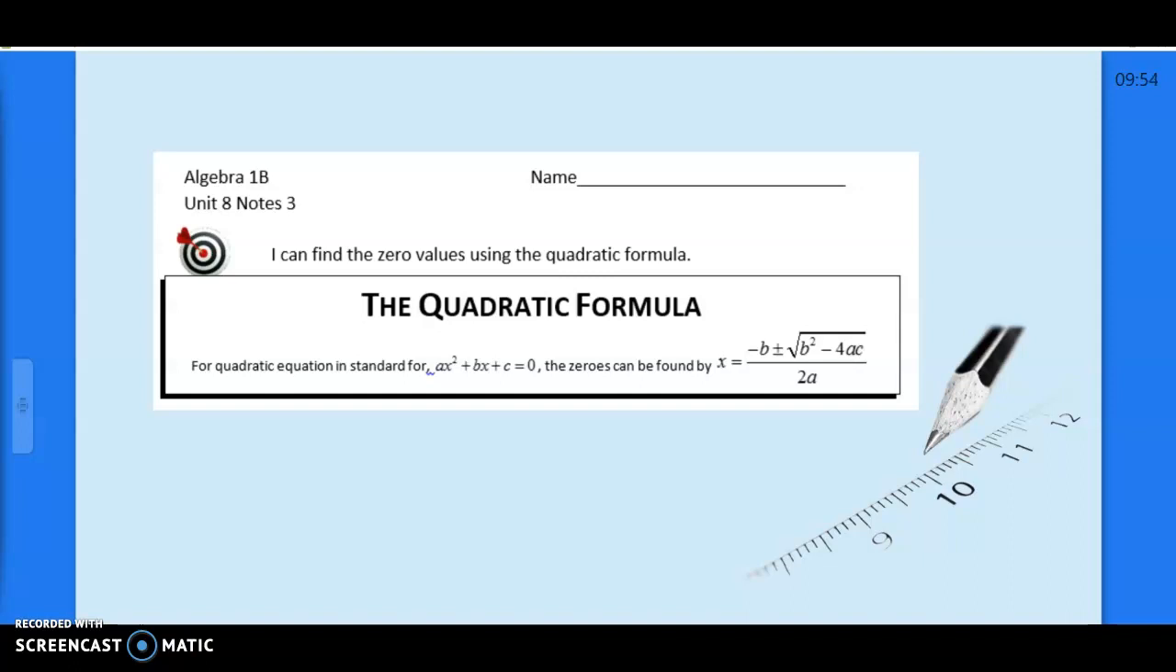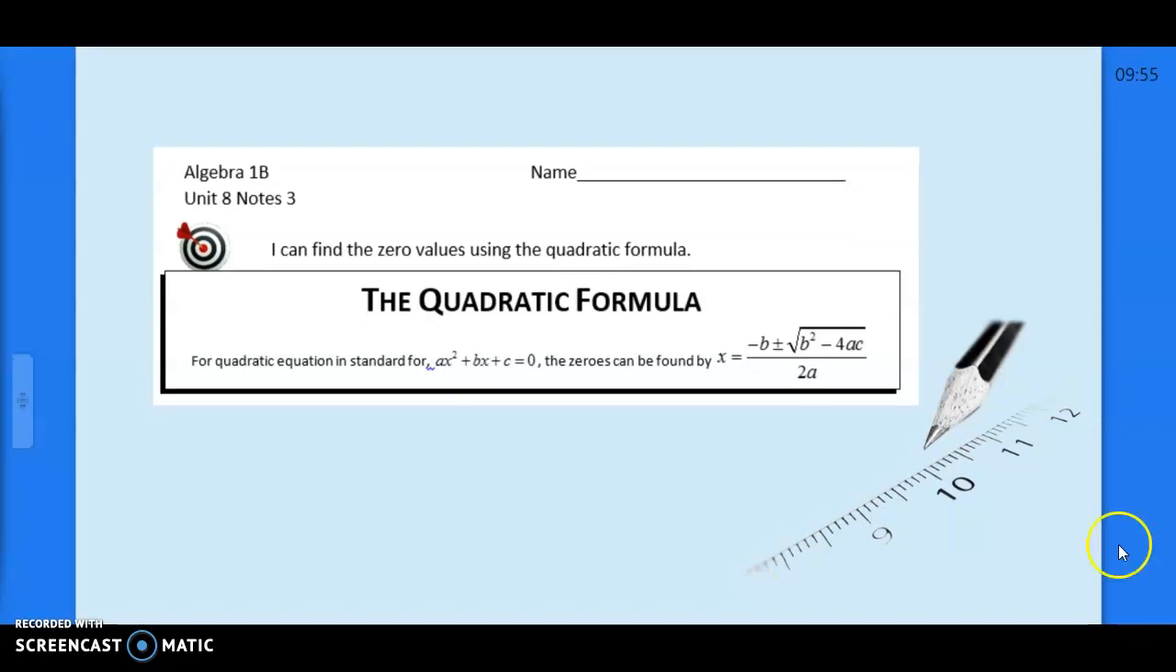So for equations that are in standard form, descending order, we have x to the second followed by... All right, so the quadratic formula is when we have an equation that is in standard form. And when it's in standard form, it puts it in alphabetical order. So the number in front of x squared is a. The number in front of x to the first is b, and the number that's all by itself is c. So let's remember ABC when it's in descending order. And we are looking for zero values.